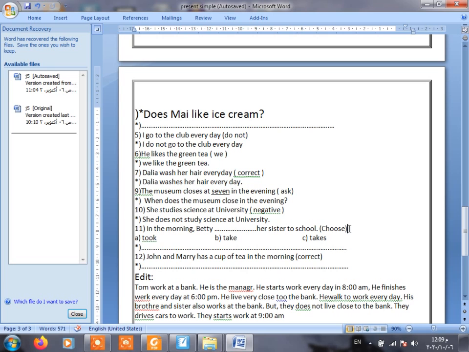Takes her sister to the school. So it should be takes. Very good, because Betty is a singular noun. After that, John and Mary has a cup of tea in the morning.